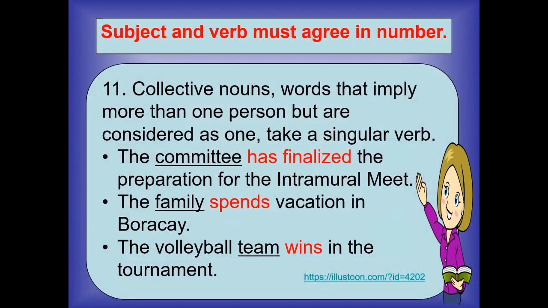Number 11. Collective nouns, words that imply more than one person but are considered as one, take a singular verb. Here are the examples. The committee has finalized the preparation for the intramural meet. The family spends vacation in Boracay. The volleyball team wins in the tournament. Take note, the underlined collective nouns refer to more than one person, but they are considered as one. So, the verb should always be singular.